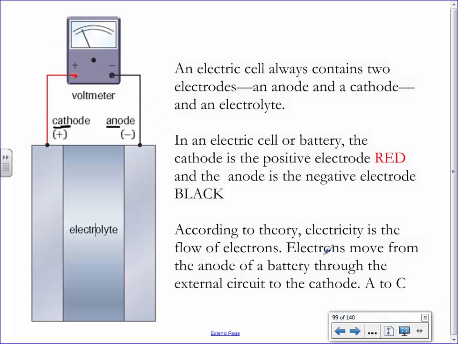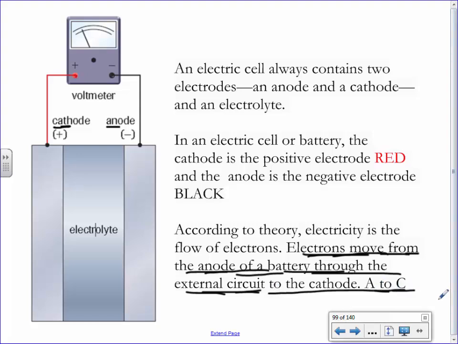And basically the idea is that electrons, you guys can probably highlight this, electrons always go from the anode through the circuit to the cathode. They always go anode to cathode. I want to explain that for a little while here.